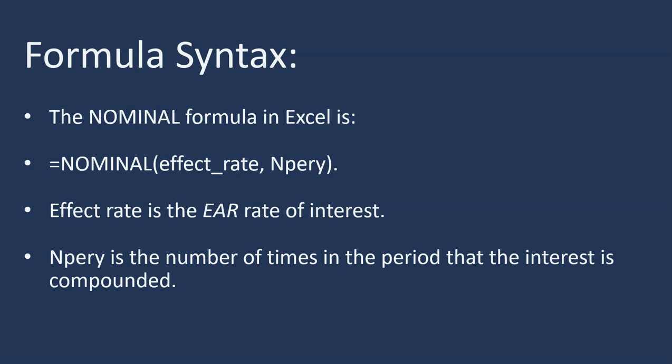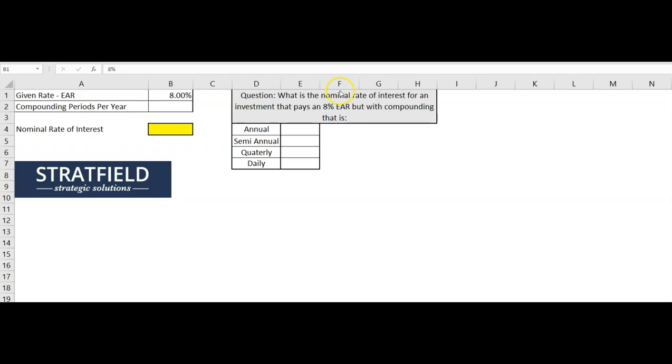So let's jump into Excel and take a look. So here we are in Microsoft Excel. I've laid out a very basic problem that might get asked. What is the nominal rate of interest for an investment that pays an 8% EAR, but with compounding? And we'll go through 4 different types of compounding periods. So again, the given rate we put up here as our 8%. That was provided to us in the problem.